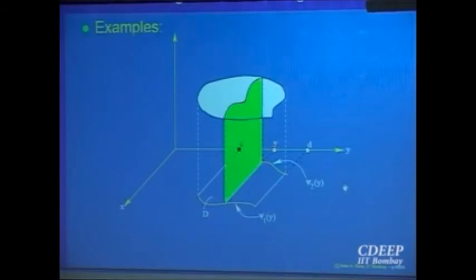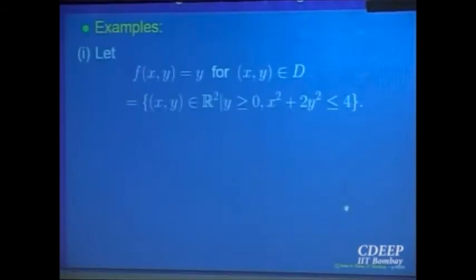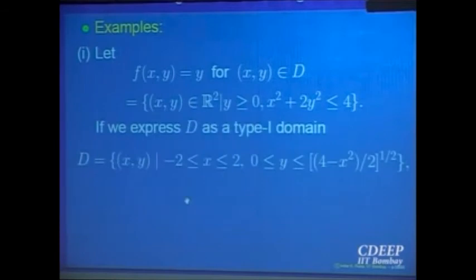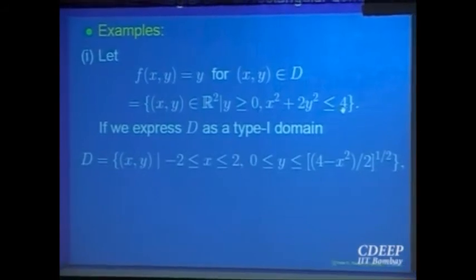Okay. Now let us look at some examples again. The basic problem here will be, given a domain, whether you interpret it as a domain of type 1 or as a domain of type 2, and accordingly you compute your integral. That is the basic idea. So let us write: the domain is y bigger than or equal to 0, x square plus 2y square less than or equal to 4.